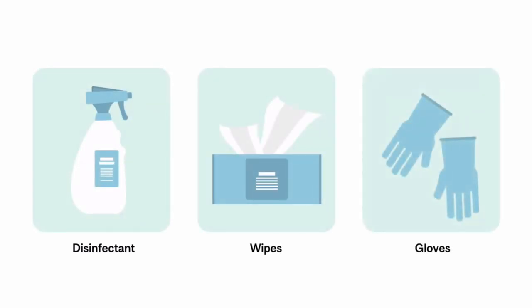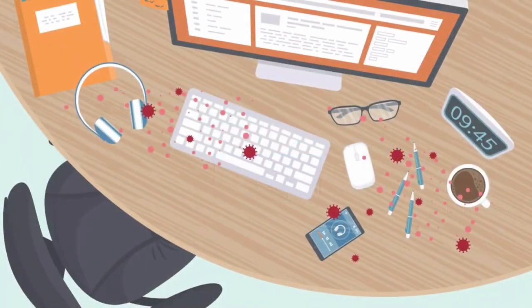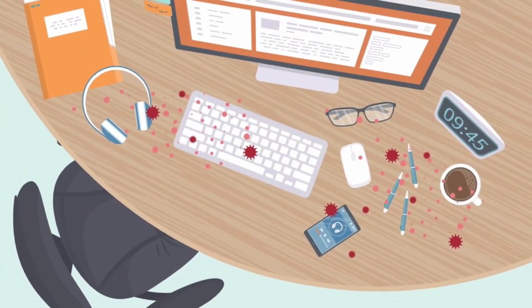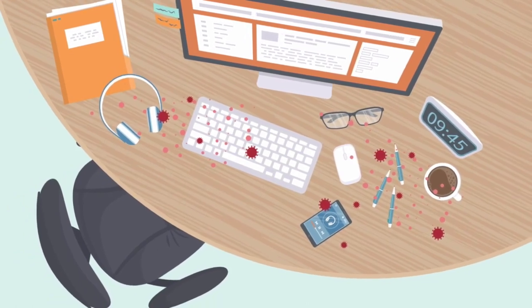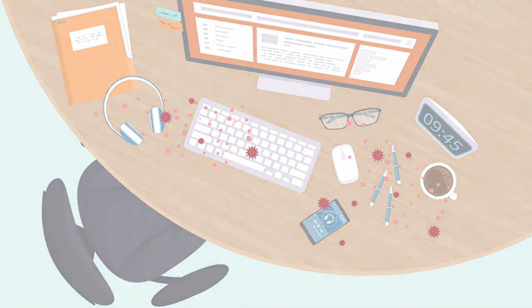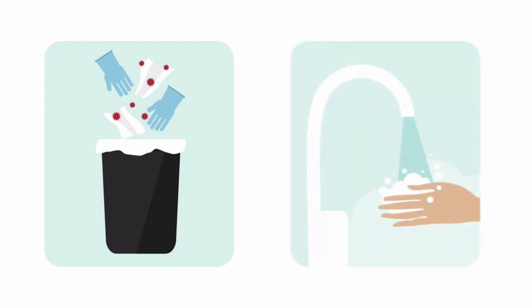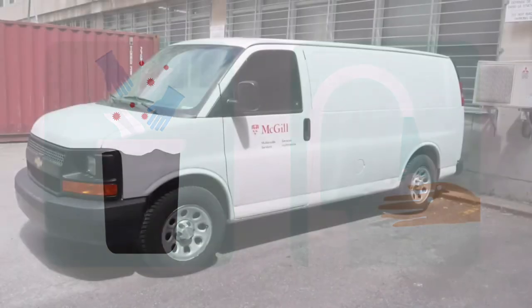Gloves should be worn when cleaning. In addition to routine cleaning, surfaces that are frequently touched with hands should be cleaned and disinfected more often, as well as when visibly dirty. Contaminated disposable cleaning items should be placed in a lined garbage bin before disposing with regular waste. Wash hands with soap and water or use alcohol-based hand sanitizer after removing gloves.